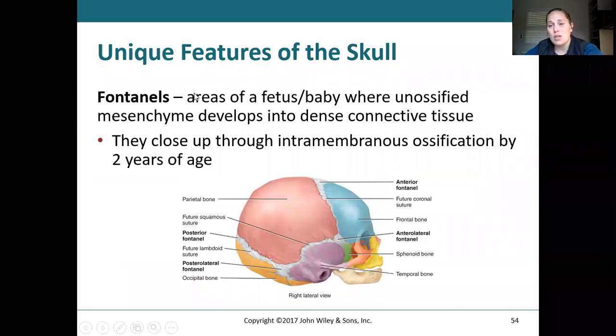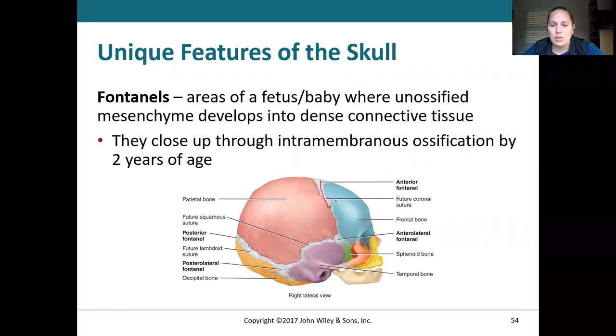Okay, so fontanelles. We talk about development during this whole process. Those sutures that we just went over, prior to those sutures actually fusing, in an infant or young child, you're going to have fontanelles instead. So when a baby has these unossified mesenchyme, which develops into dense connective tissue, you've got these areas, these fontanelles, that are allowing for the growth of the skull.